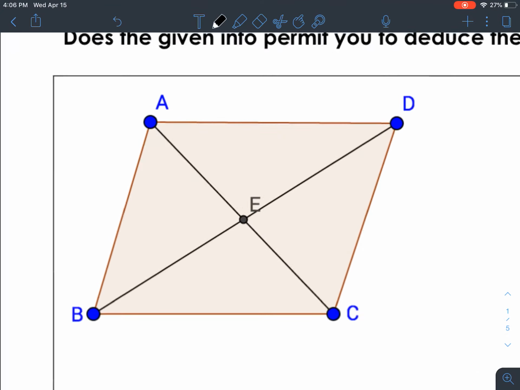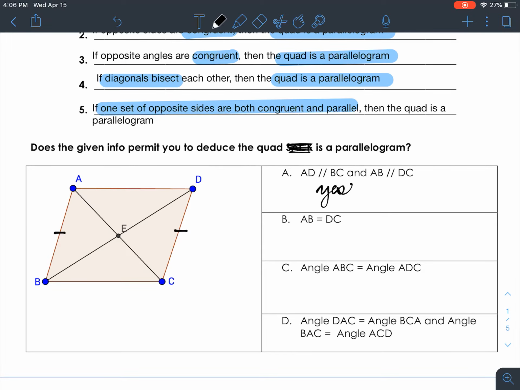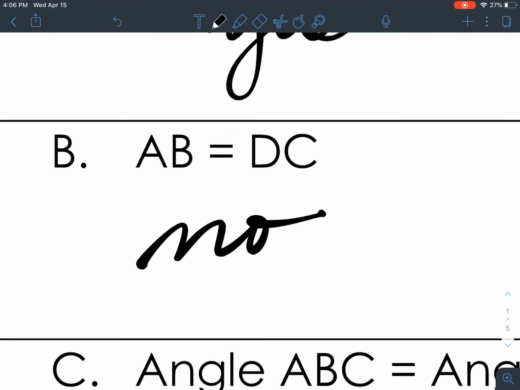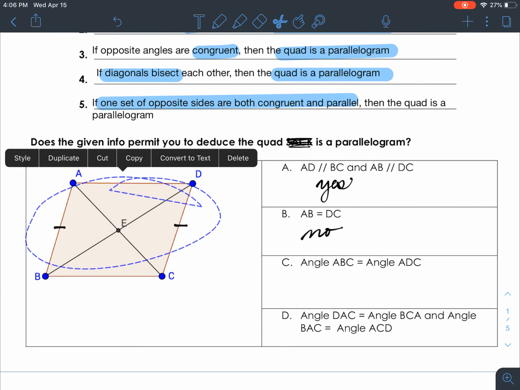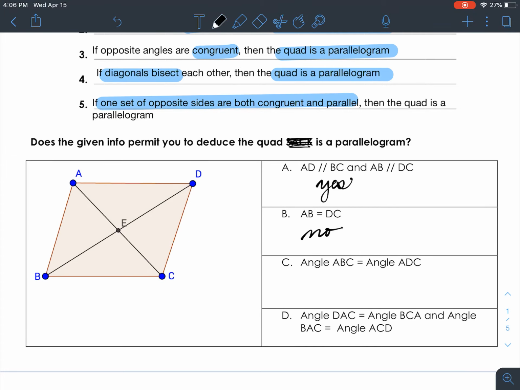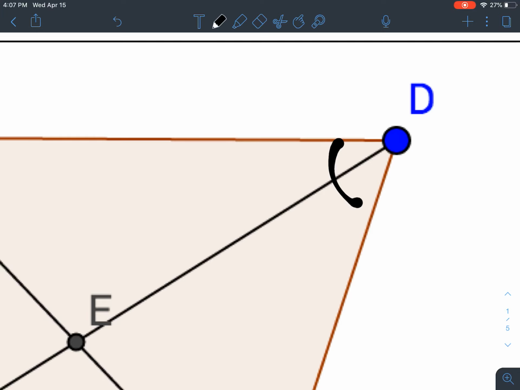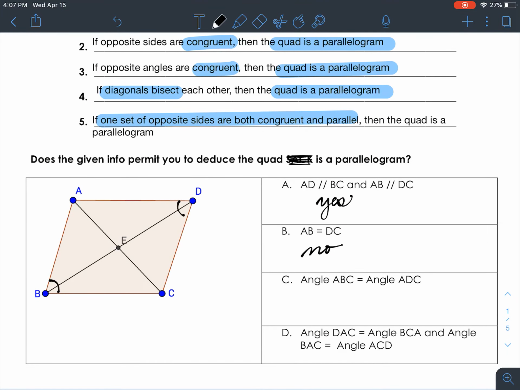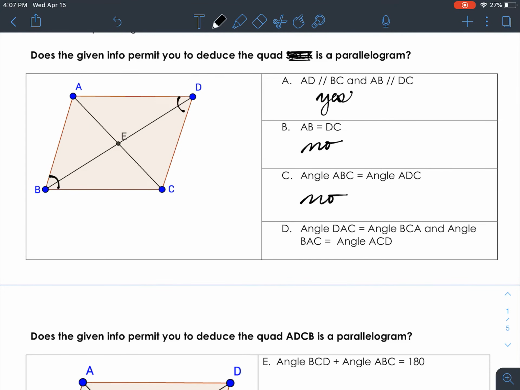Let's try the next one. If I know that AB is congruent to DC, is that enough information to state that it's a parallelogram? That's a no, because you need both sets of opposite sides to be congruent in order for it to be a parallelogram, and in that one we just had one set. Same idea: if angle ABC, which is this angle, is congruent to angle ADC, is that enough information to state that it's a parallelogram? The answer to this one is also no, because we don't have that the other set of opposite angles are congruent. Just one set of opposite angles being congruent is not enough to state that the quadrilateral is a parallelogram.